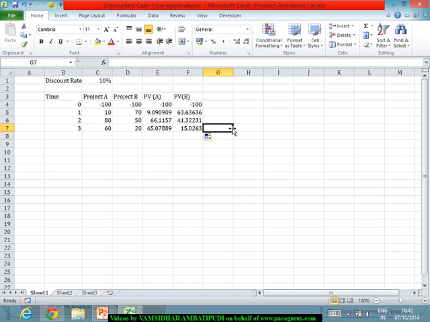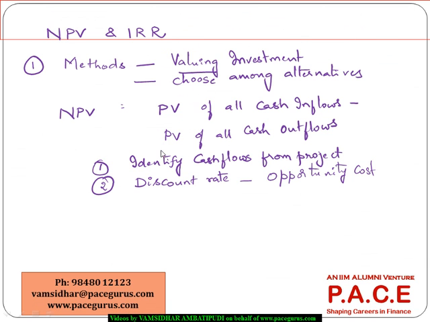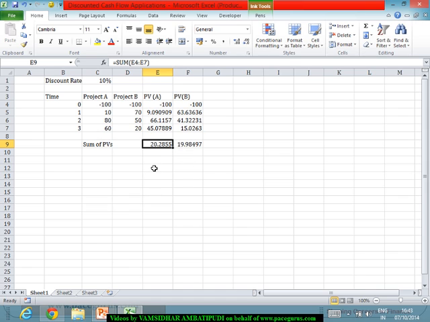In this case there is an outflow only in the 0th year, which is the initial investment, but after that the cash flows are completely positive for both project A and project B. Then I take the summation of all the present values. Here I am seeing that this value is around 20.28, and the other one is 19.98. So the first one has 20.28 as the net present value and the other has 19.98. So I have computed the NPVs. This is the net because there are some positives and some negatives. Whatever has come out is the net present value.